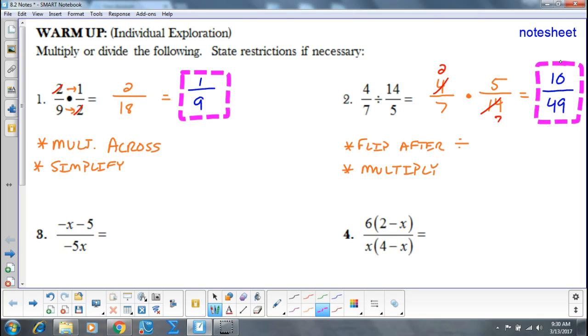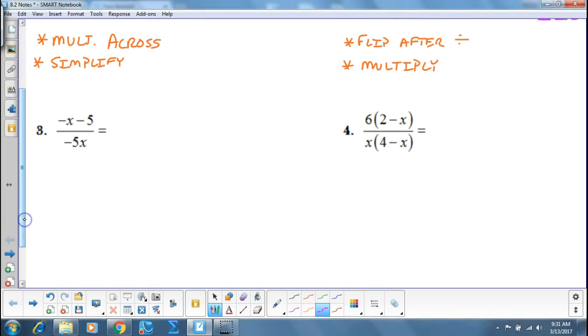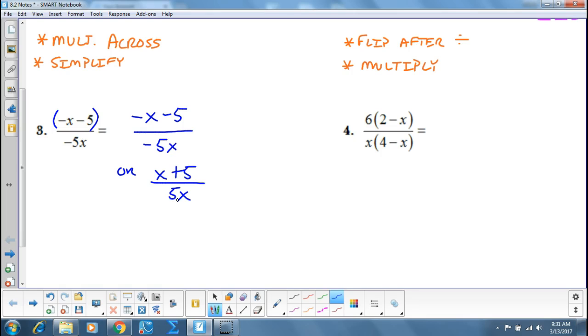Okay? Number 3. What's going on there? We simplify anything? No, because the top needs to be factored completely, and there's nothing that can factor out of that entire top. So that's done. That's my answer. Can't you factor out a -1? You could if you wanted to. I would also accept x plus 5 over 5x if you factored out a -1 from the top and the bottom. Okay, but then what are the restrictions? X cannot equal 0.